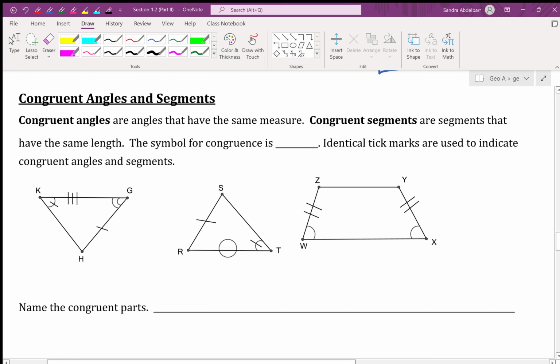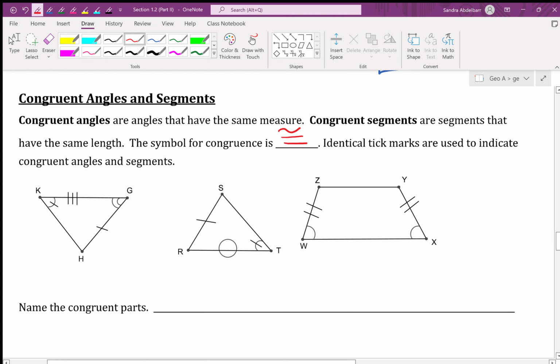So congruent segments are segments that have the same length. The symbol for congruent is an equal sign with a squiggly over it. So from this point on, we are going to most of the time be using the symbol congruent to show things are the same. So we're not going to say equal, we'll probably say congruent most of the time.